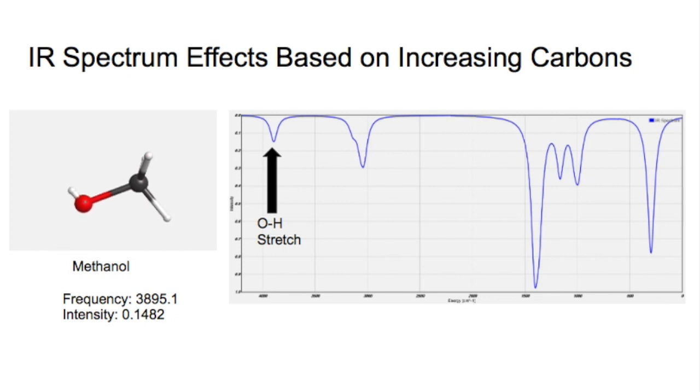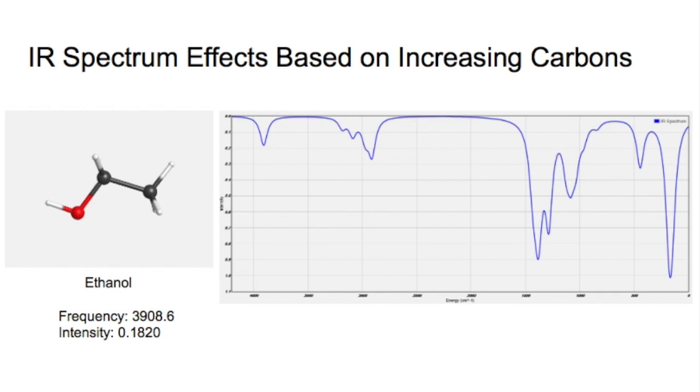On the other hand, as we increased the length of the carbon chain connected to the hydroxyl group, we saw that the intensity also increased. Going from methanol to ethanol, the intensity increased from 0.1482 to 0.1820. This change is due to the effects of the additional carbon on the polarizability of the molecule. We see that this trend continues for each carbon that is added to the chain.